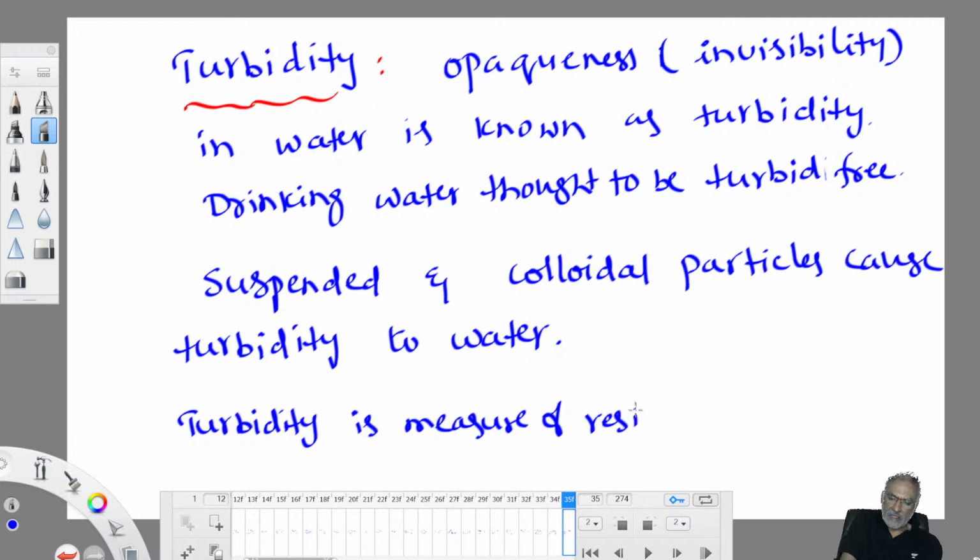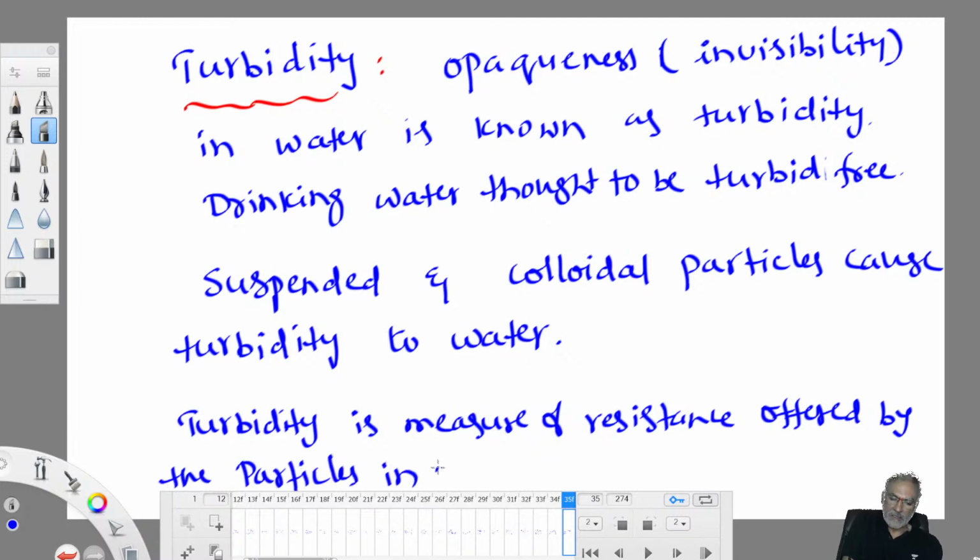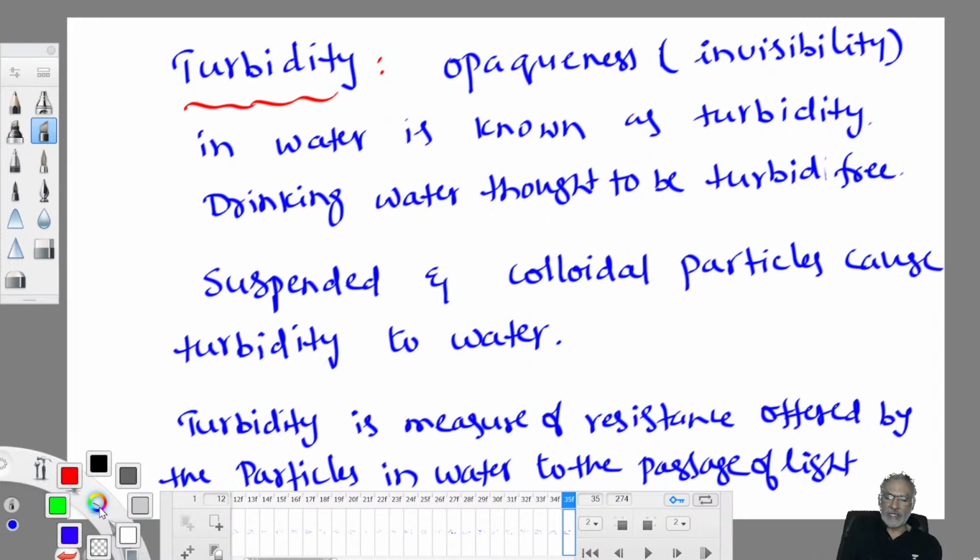Turbidity is the measure of resistance offered by the particles in water to the passage of light. So when light is not penetrating through water, water appears to be turbid. It is a measure of resistance offered by the particles in water to the passage of light. So light is not passing through water.